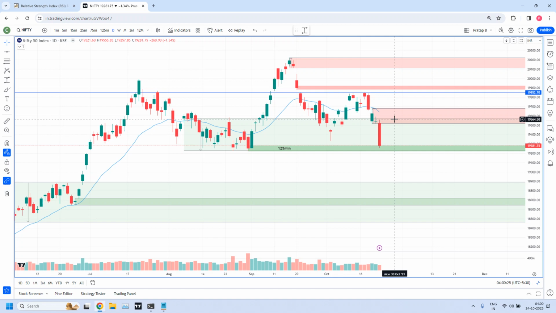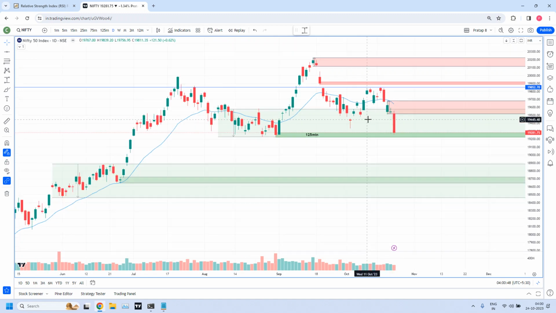So currently we have two supply zones in the daily time frame. This is the top one. This is a counter trend trade setup supply zone, and this is the second one. So this is about some points. One important point I want to discuss about the Nifty chart, which might be useful to you.